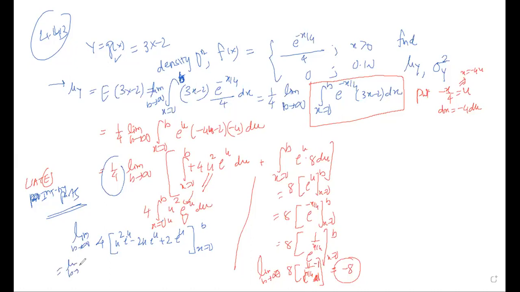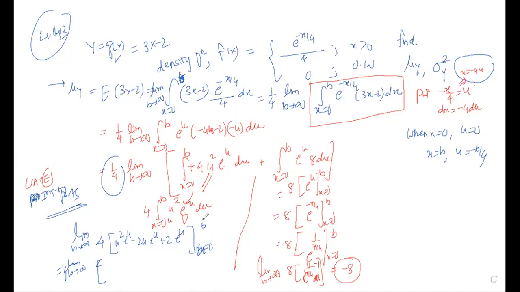That is equal to limit b tends to infinity, and here it is 4, let me pull it out, and inside the bracket, u is nothing but now e to the power, what? You can replace this u, or you can do something like this too, that when x is equal to 0, naturally u equal to 0, right? When x is equal to b, at that time your u is equal to negative b by 4. So you can replace this range.